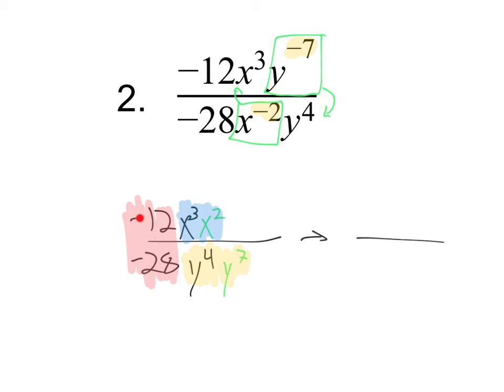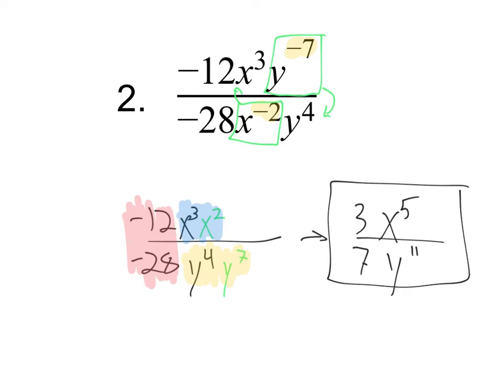So first, let's reduce this fraction. Negative 12 over negative 28. Negative over negative, it's going to become positive. These share a factor of 4, so I could divide 4 out of each of those. That gives me 3/7. I've got 3 x's, 2 more x's. That's going to be x to the 5th. Down below, I'd have y to the 11th. That would be my final answer.